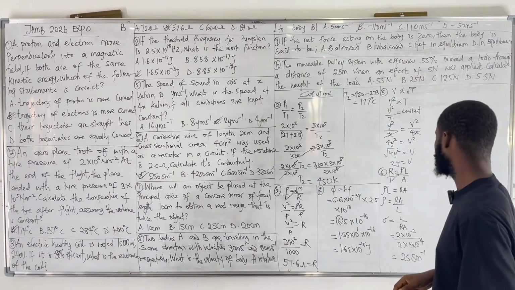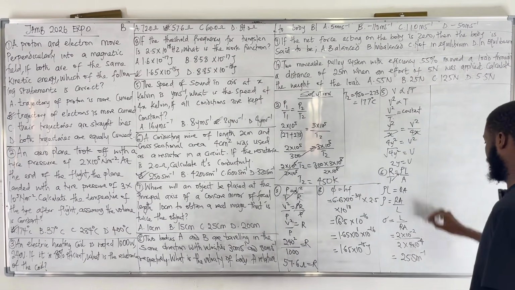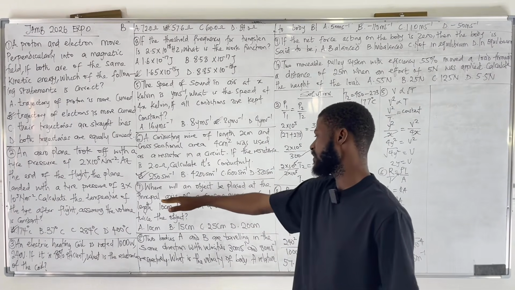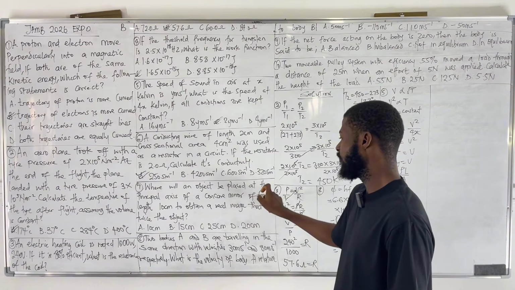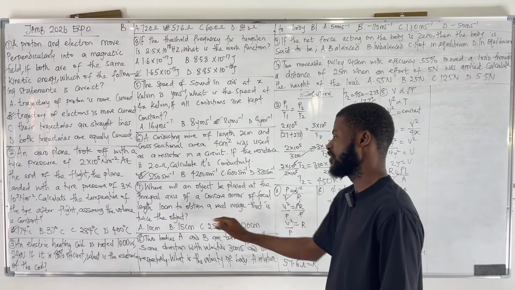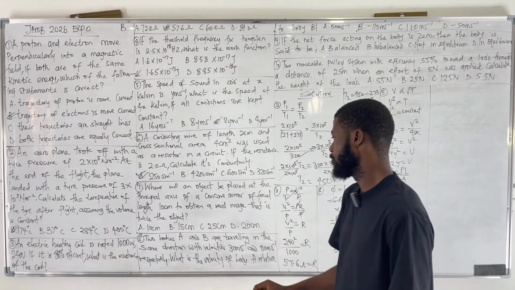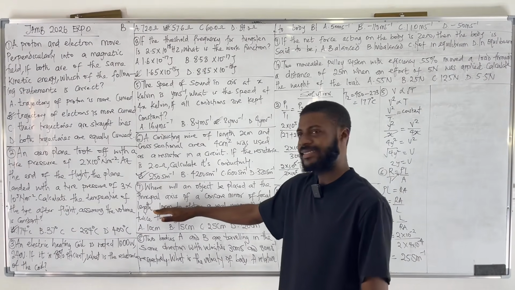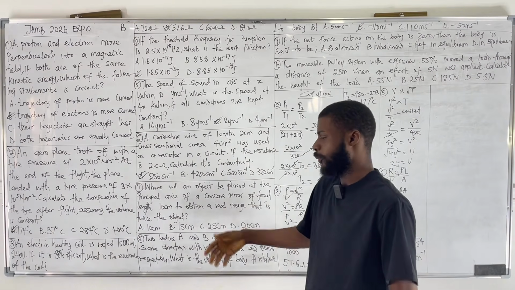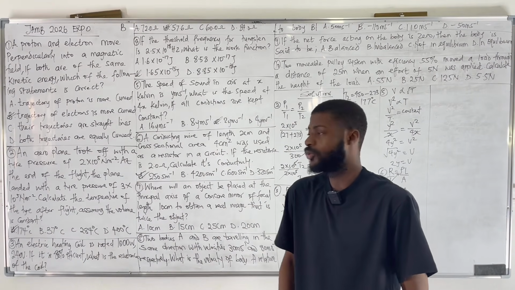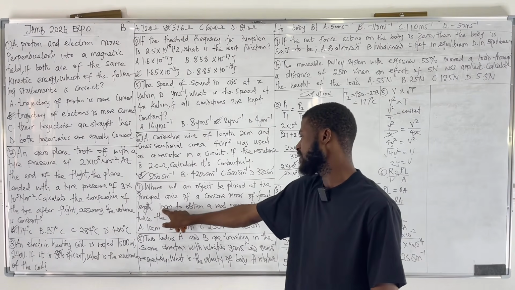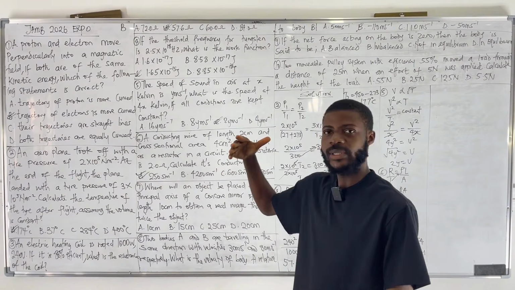Let's move on. Where will an object be placed on the principal axis of a concave mirror of focal length 10 cm to obtain a real image that is twice the object? So the original length is 10. You want the image height to double, so this is 10 and you want it to now be 20.